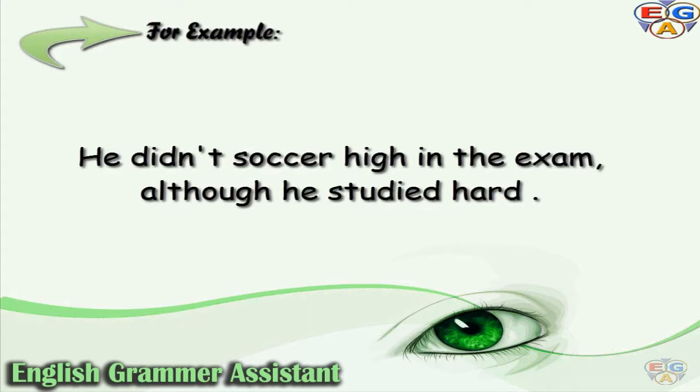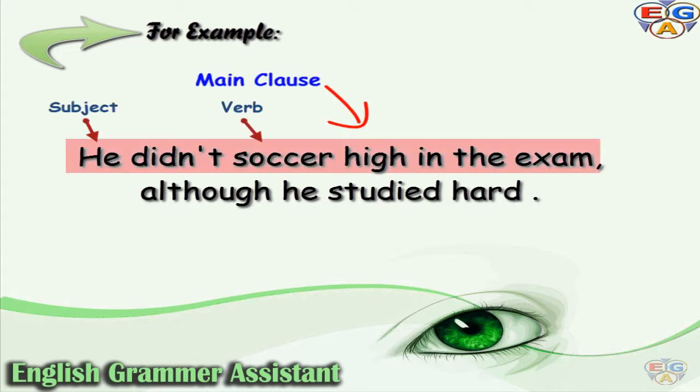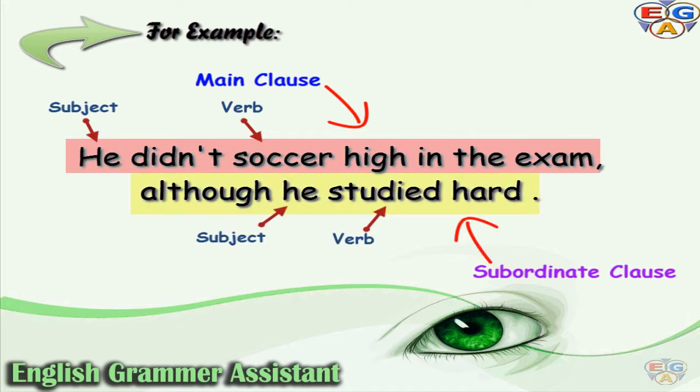For example, he didn't score high in the exam, although he studied hard. He didn't score high in the exam is a main clause. It has a subject, he, and a verb, score. It gives a complete meaning and can stand alone if we get rid of the rest of the sentence.